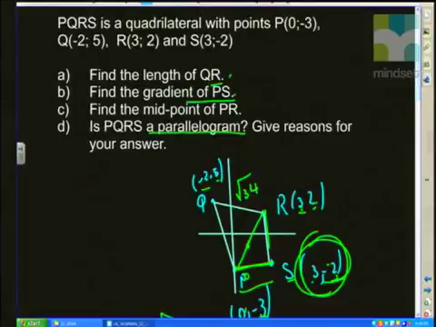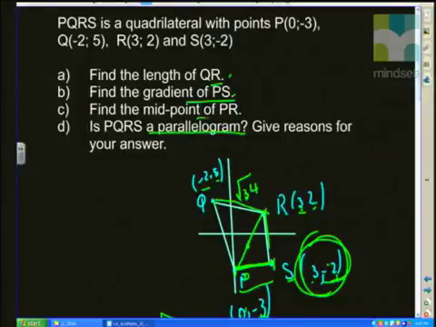If we're going to go with gradients, so we've got the gradient of PS. Remember, in a parallelogram, your opposite sides are parallel. So if I've got the gradient of PS, I'm also going to need to work out the gradient of QR. And if those are the same, then the opposite sides are parallel. Then you will need to go on to work out the gradient of QP. And if that's the same as RS, then opposite sides are parallel. Therefore, it is a parallelogram.